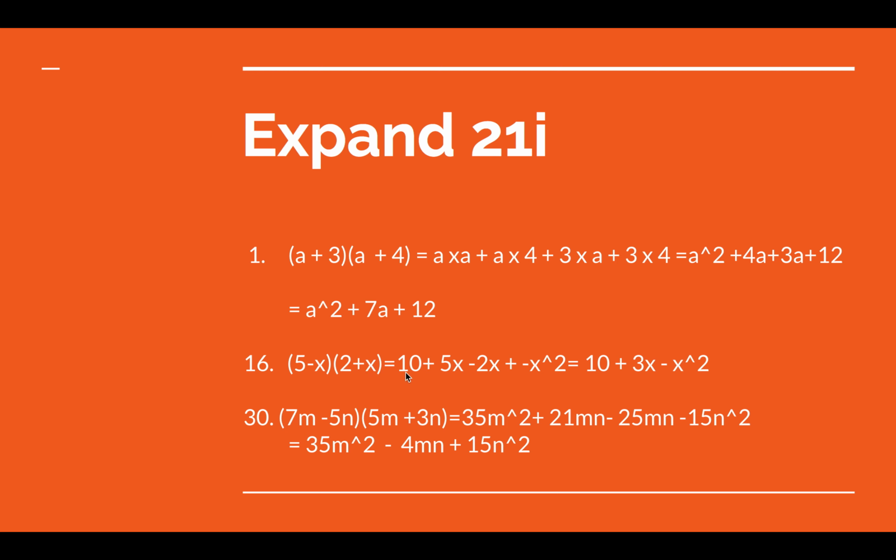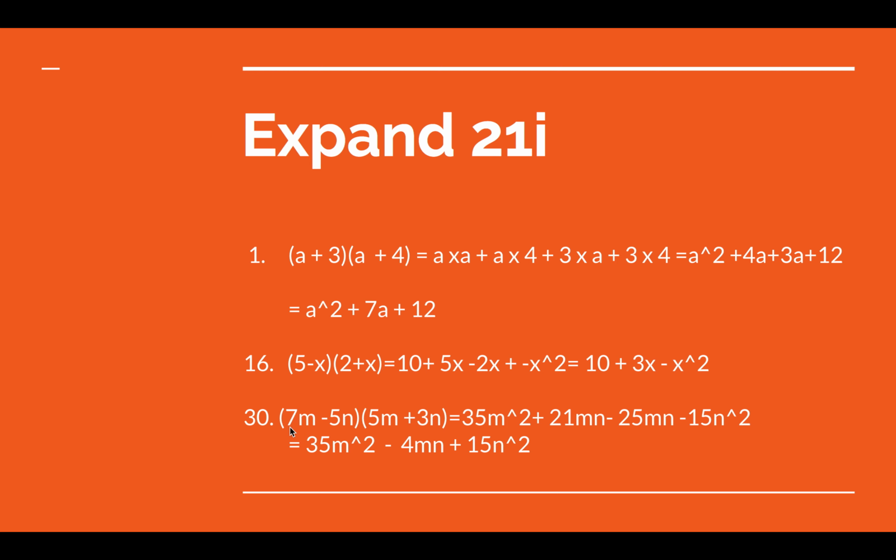You can also see that this is our answer, but we've got like terms 5x and minus 2x, so we can simplify this to 3x. So our final solution is 10 plus 3x minus x squared. So again, expanding is simple. All you have to do is remember the pattern, that everything in the first bracket multiplies everything in the second bracket. Let's take a look at number 30 so that we fully understand this concept.